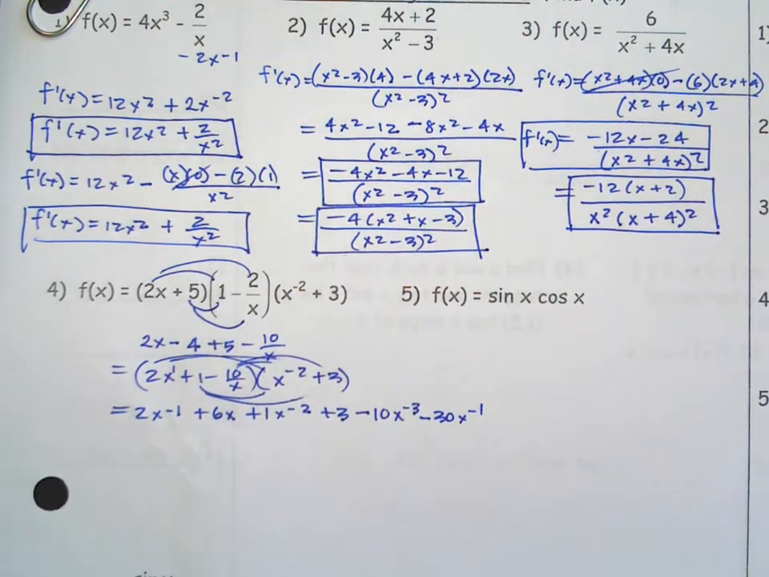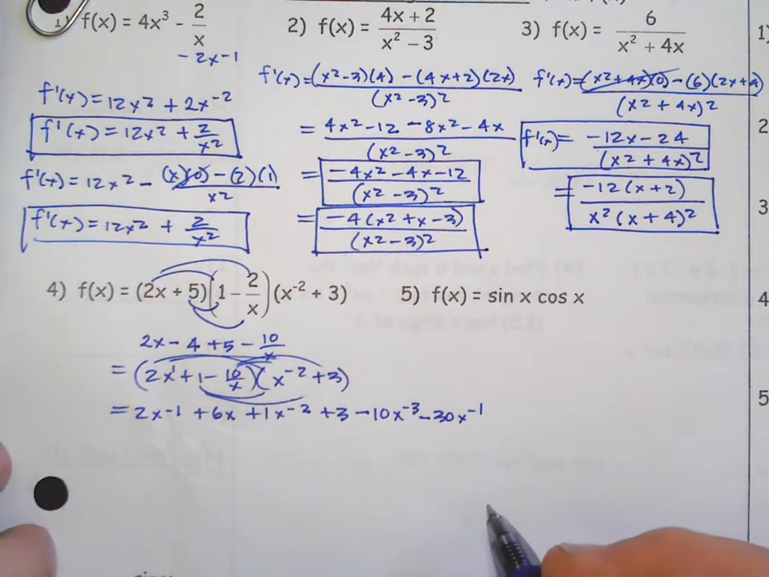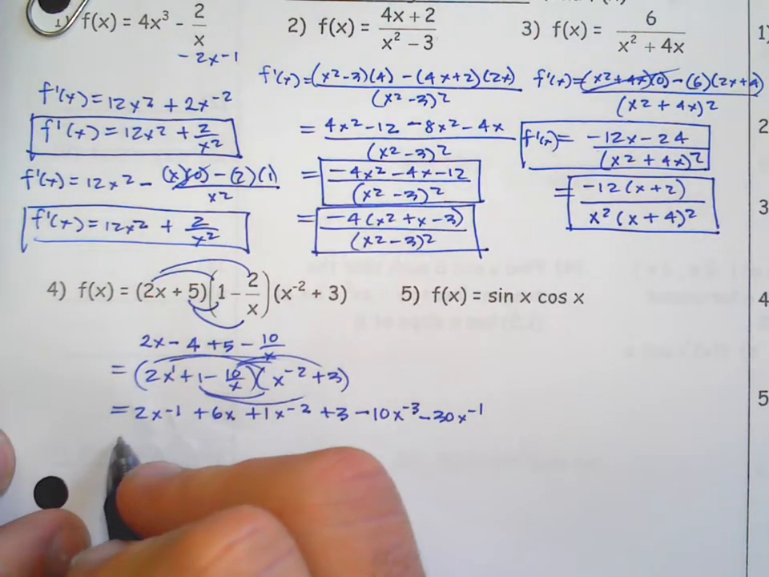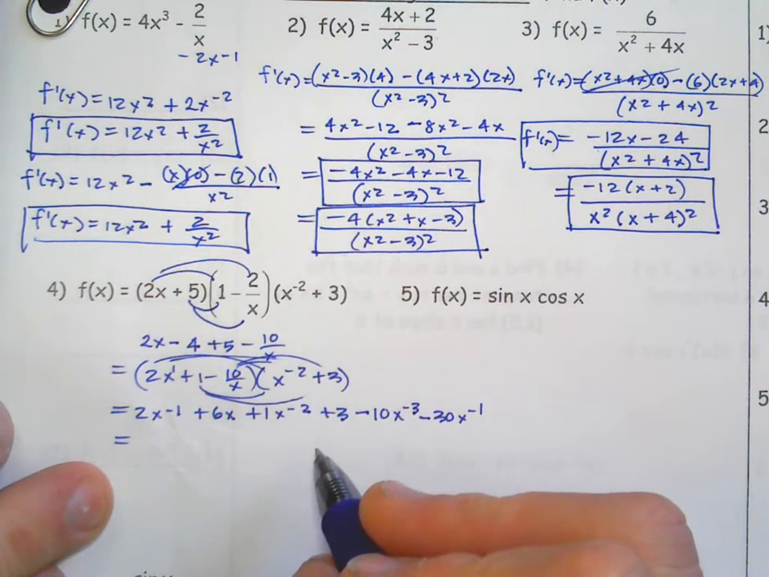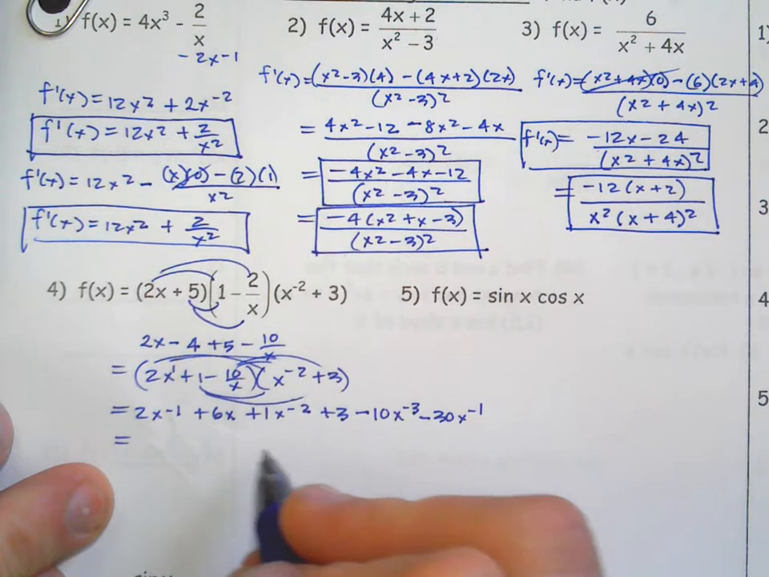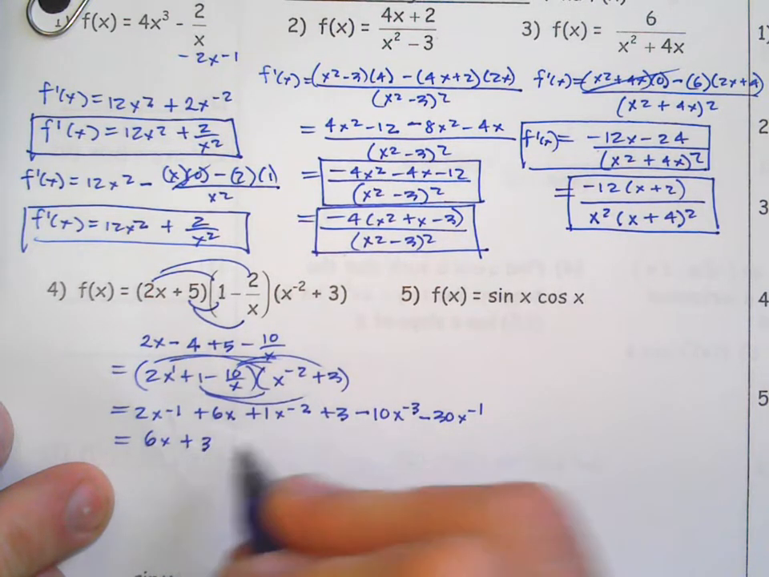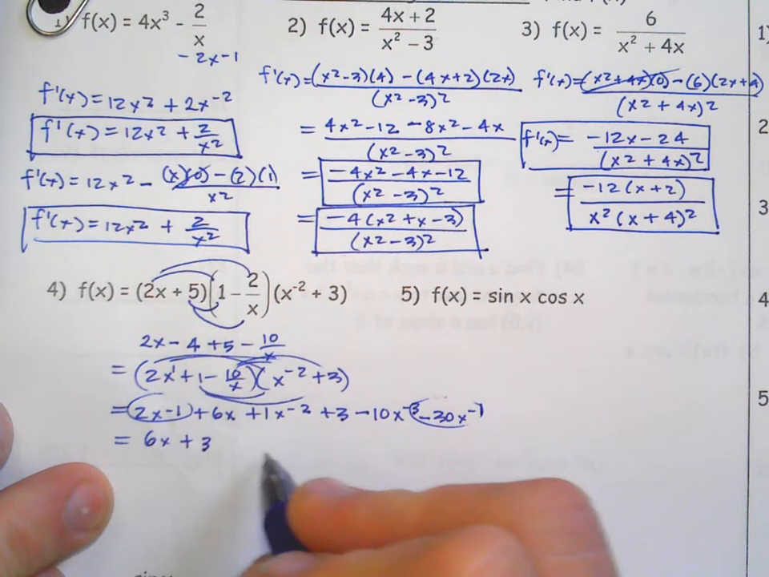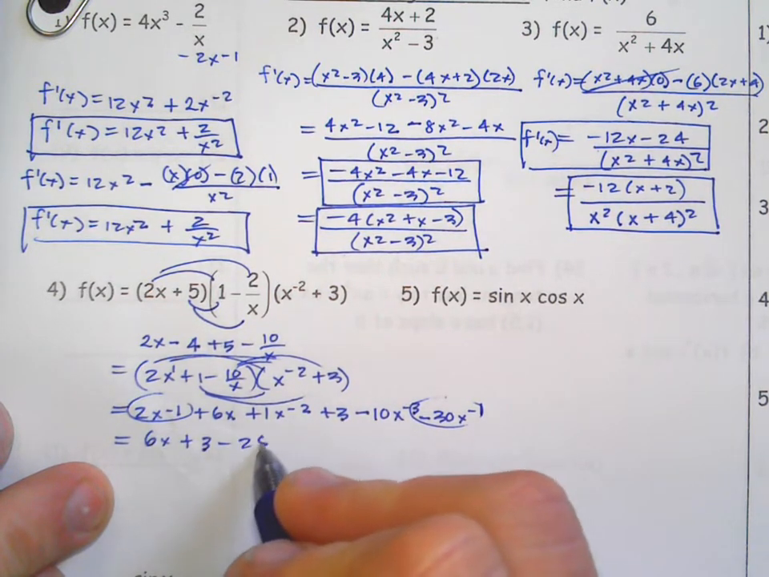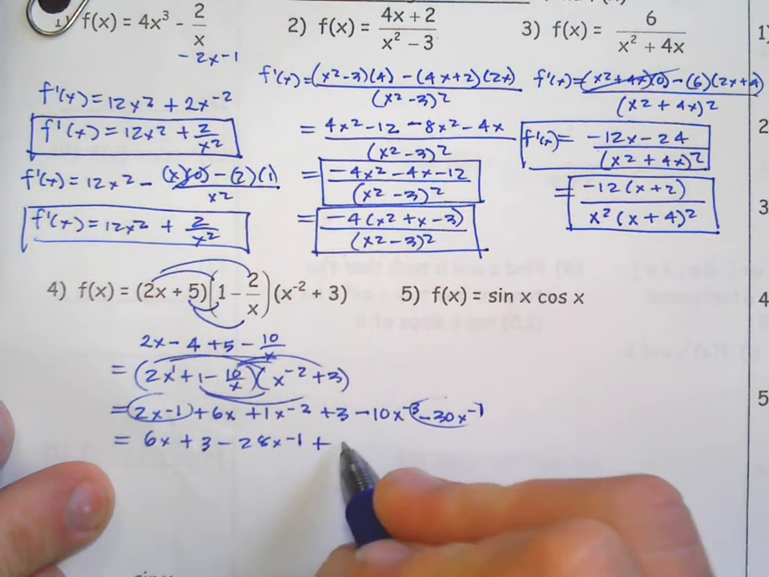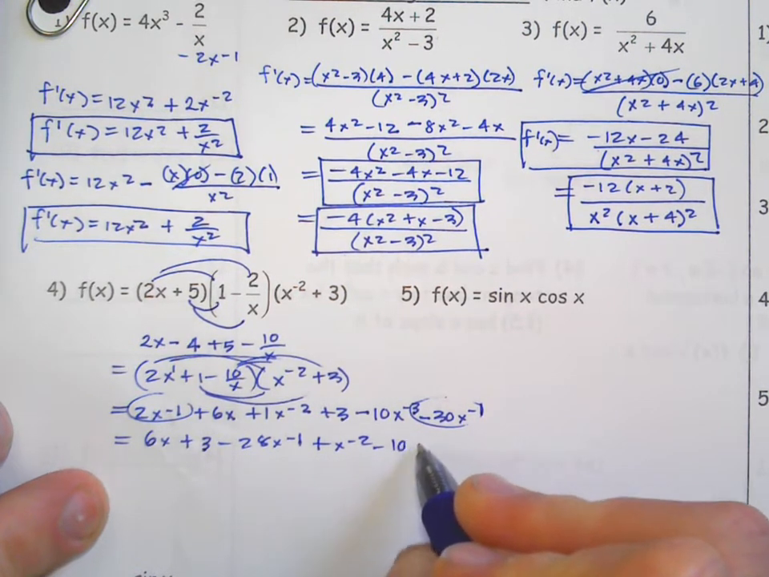So I'm changing everything in negative exponents because that's going to be easy to take derivatives with. If there are any, we could rewrite it if we want. Highest exponent to lowest exponent. There are 2x to the negative 1, so it's going to be negative 28x to the negative 1 plus x to the negative 2 minus 10x to the negative 3.